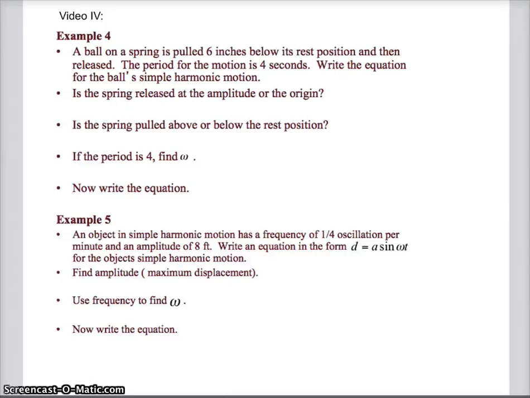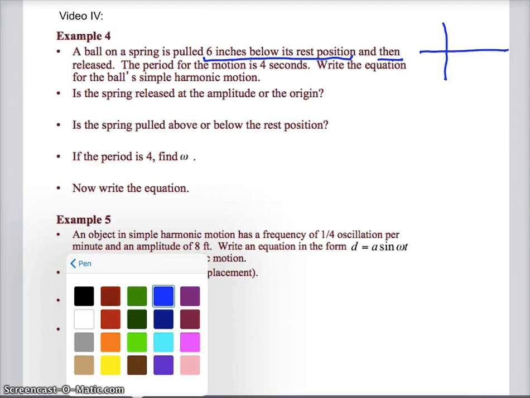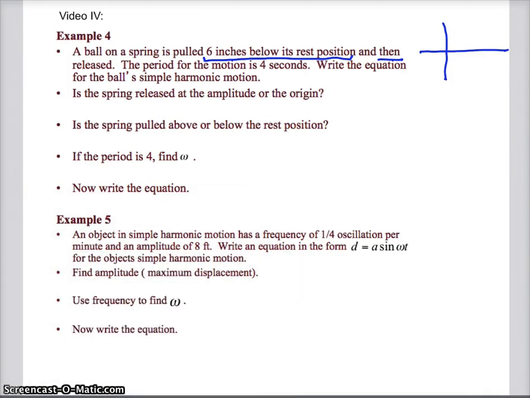So this is our last video on simple harmonic motion. Let's go ahead and look at example number 4. A ball on a spring is pulled 6 inches below its rest position and then released. So if rest position is equilibrium, the ball is pulled 6 inches below. So here's equilibrium, so it's pulled 6 inches below. Then it is released. The period for the motion is 4 seconds. Write the equation of the ball's simple harmonic motion.